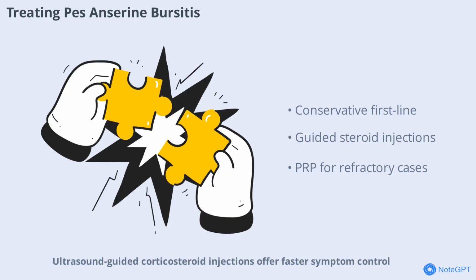Ultrasound-guided corticosteroid injections offer faster symptom control, with higher accuracy and better pain relief than blind injections. Recurrence is possible, especially if biomechanical factors aren't addressed. Biologic therapies like PRP and PRP plus HA are emerging as promising options for refractory cases.